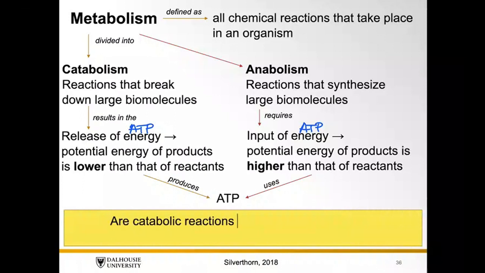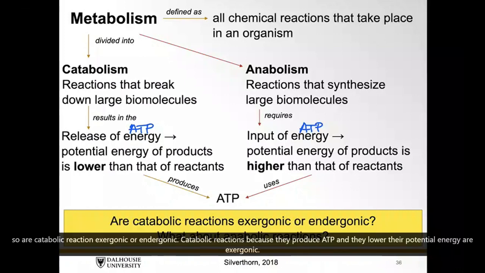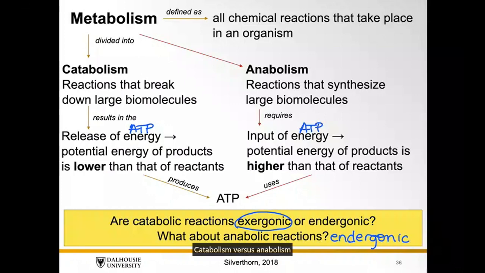So that at the end of an anabolic reaction, the potential energy of the products is higher than that of the reactant. So we already discussed these questions, but these should be the type of questions that you ask yourself when you're studying. So are catabolic reactions exergonic or endergonic? Catabolic reactions, because they produce ATP and they lower the potential energy, are exergonic. What about anabolic reactions? Other way around. Anabolic reactions are endergonic. So the three main concepts here are exergonic versus endergonic, catabolism versus anabolism, and how this relates to ATP, either its production or its use.